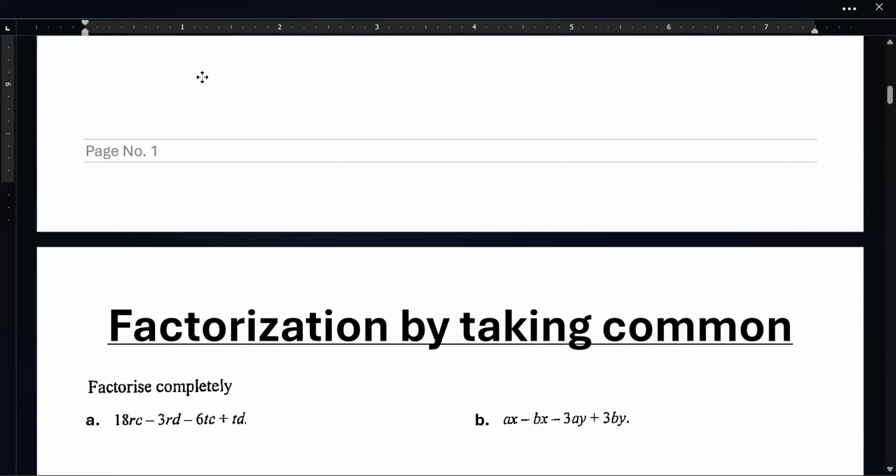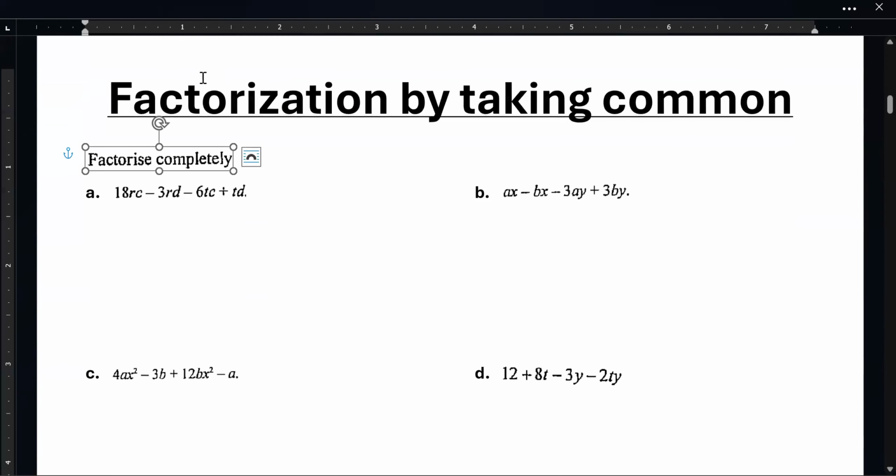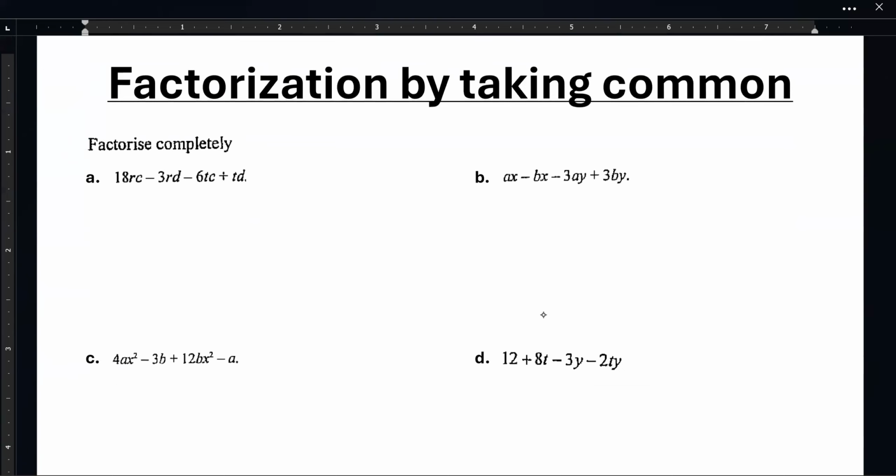Again, by taking common, but if you notice, yes, there is a difference. What is the difference? In the previous segment we had only 2 terms, but here we have 4 terms. First thing first, let's see what is common in all the 4 terms. Look very carefully and observe. Do you see anything common in all 4 terms? The answer is no. Nothing is common in all 4 terms.